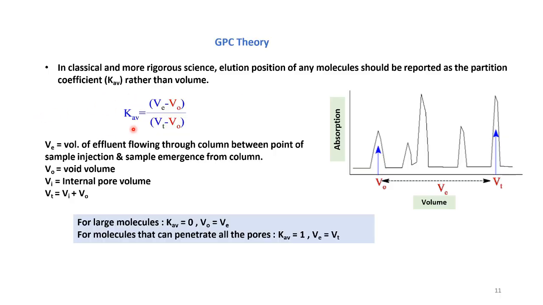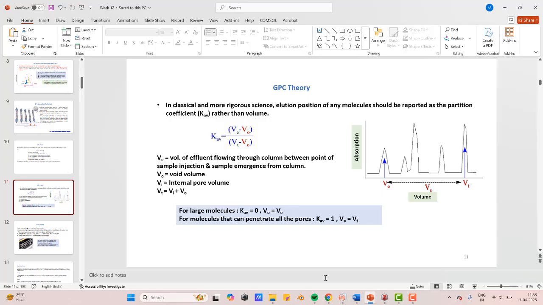Then we can calculate the partition coefficient, which is a technical term for this analysis, but we do not require it much. We can calculate the partition coefficient with the help of this formula. Here V is the effluent volume which is flowing from the column, V naught is the void volume, and Vi is the internal pore volume. Vt here is the total volume, that is internal pore volume plus the void volume. For the larger molecules, the partition coefficient is normally zero, that is, void volume is equal to the effluent volume. And for the small molecules that can penetrate all the pores, the partition coefficient is one, and the effluent volume is equal to the total volume.